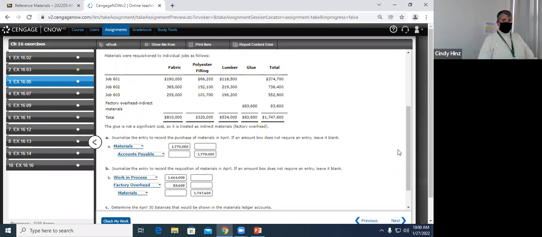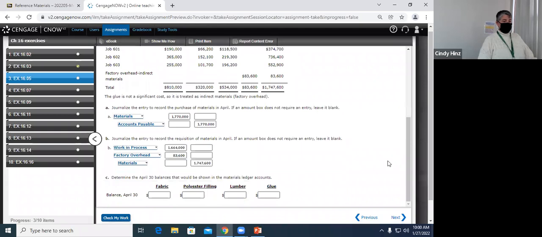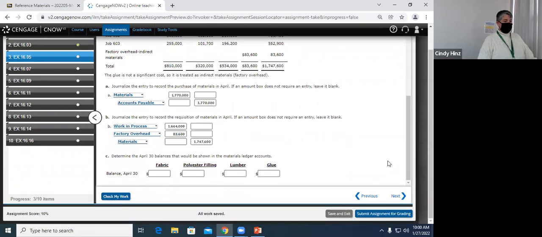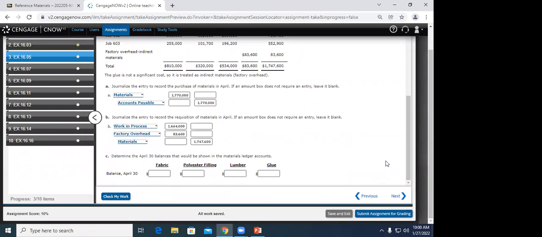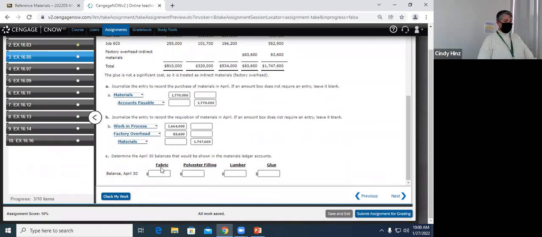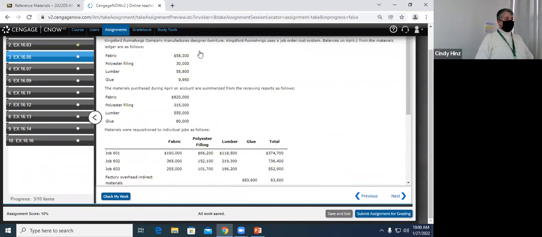Everybody good so far? Okay, so then we're asked to determine the balance for each one of these accounts at the end of the month. So we're given the beginning balance for each one. Okay, we'll start with fabric. I'll just put my calculation over here.